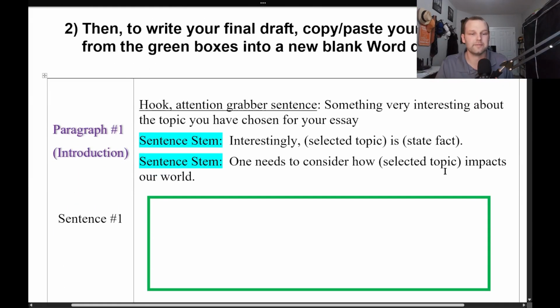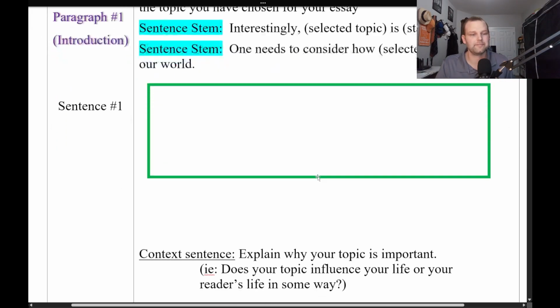So, step 1, hook or attention grabber sentence. Say something very interesting about the topic you have chosen for your essay. This is your introduction paragraph, and this is the very first sentence of your introduction paragraph. Interestingly, blank is blank, or one needs to consider how blank impacts our world.